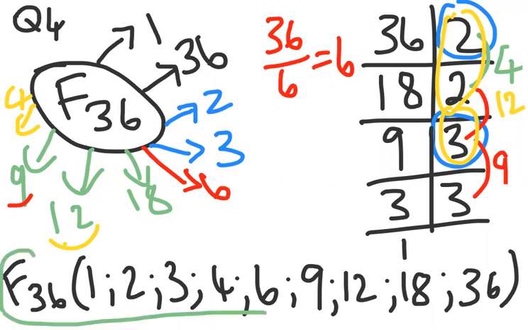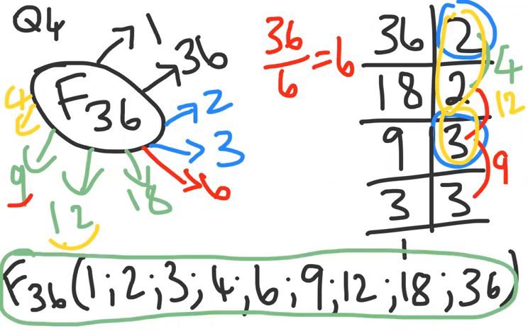Before you finish, just double check that you've included everything that you see here in here. So I'm just double checking: 1, 2, 3, 4, 6, 9, 12, 18, 36.